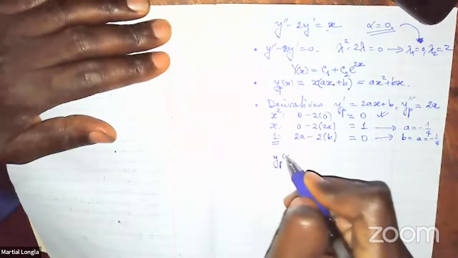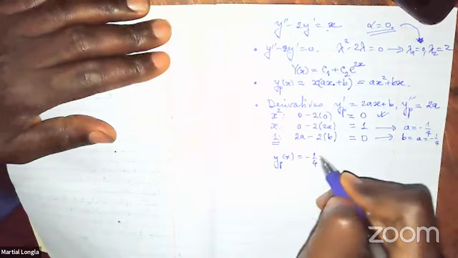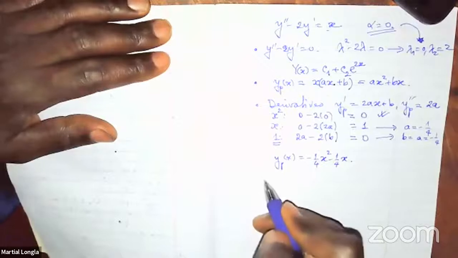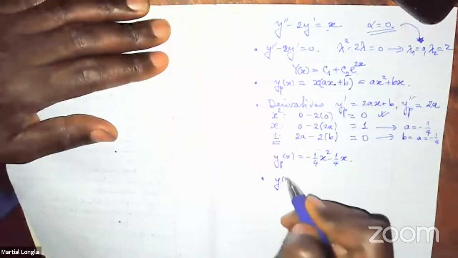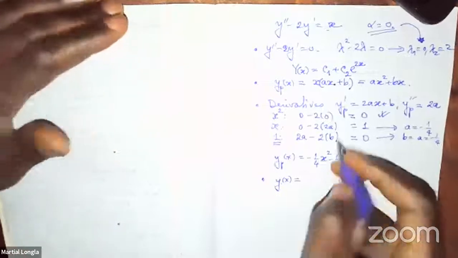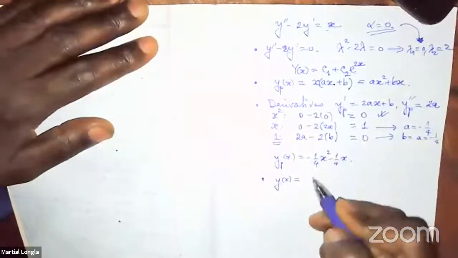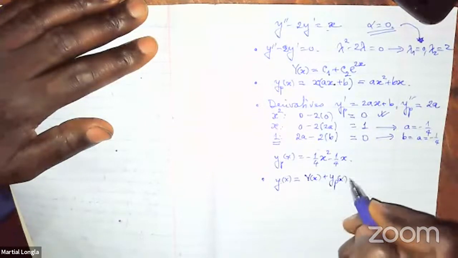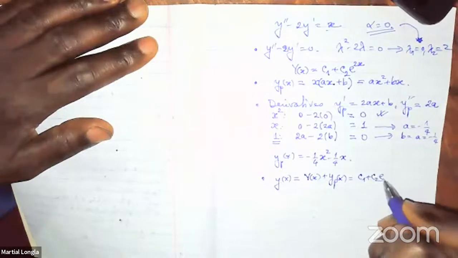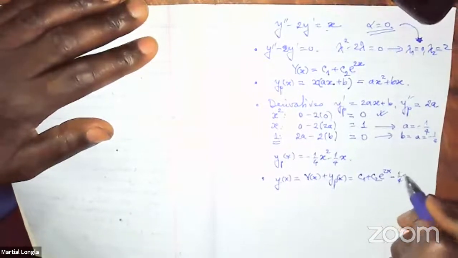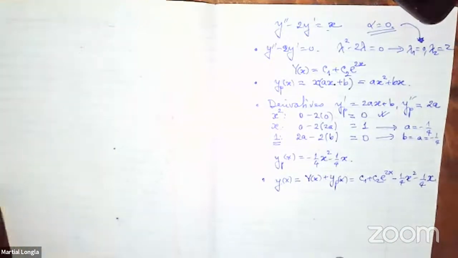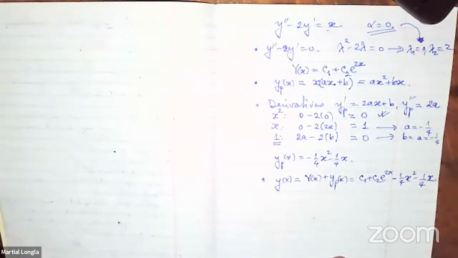You get yp of x equals negative 1/4 x squared minus 1/4 x. And again, the last step is what we do: y of x equals the solution to the homogeneous equation plus yp of x, so it'd be c1 plus c2 e to the 2x minus 1/4 x squared minus 1/4 x. Excellent. And please never forget this part, because that's what people often forget and you lose points for no reason. That's it. So we agreed as far as these equations are considered with undetermined coefficients.